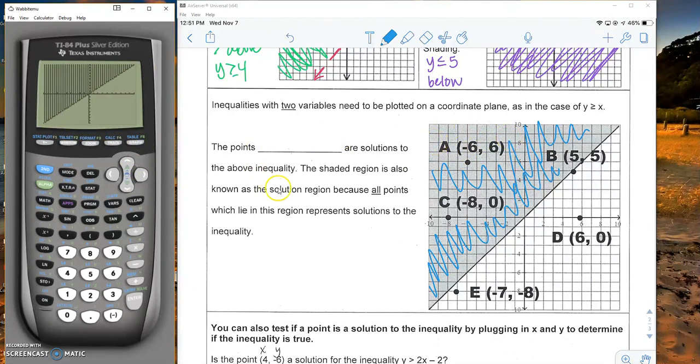Now, the shaded region is known as the solution region because all points that lie on the region represent solutions to the inequality. So my possible solutions are A, because it's in the shaded area, B, because it's on the line, and C, because it's in the shaded area as well. E is outside the shaded area and D is outside the shaded area. So D and E would not be solutions because they are not in the shaded area.